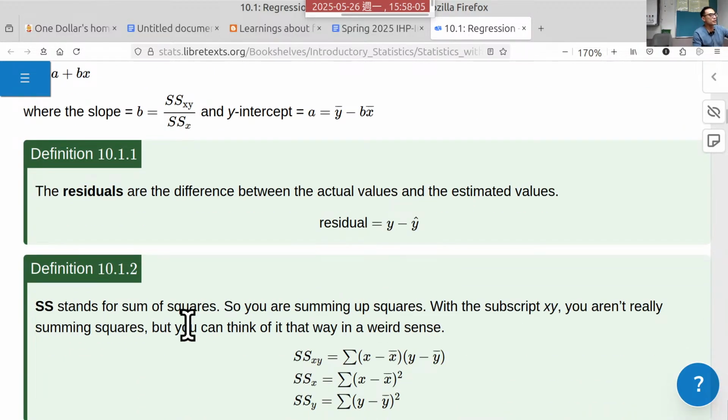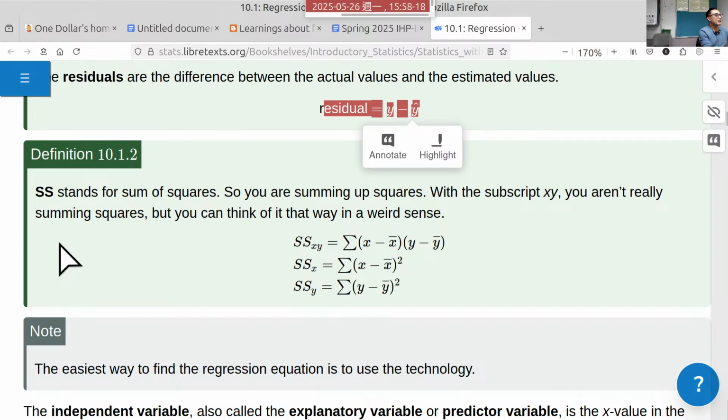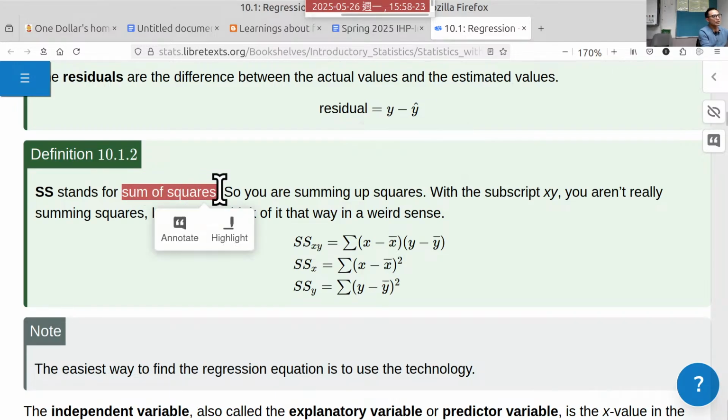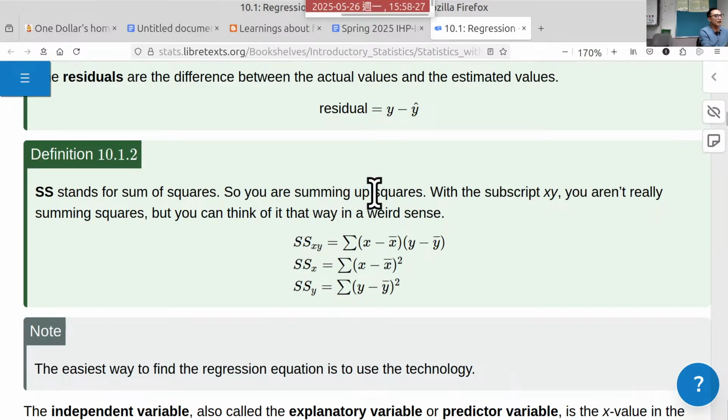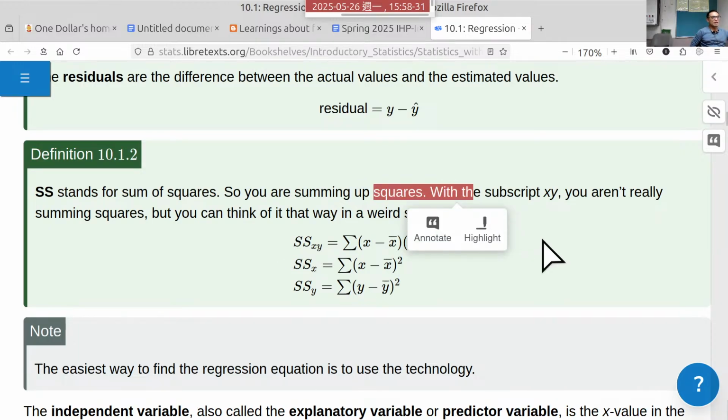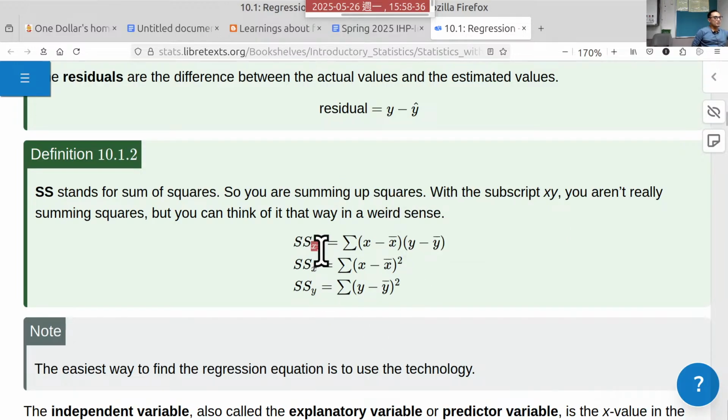Okay, definition. The residual is the difference between the actual value and the estimated value, like this one. Residual, that's the definition. And SS stands for sum of squares. So you are summing up squares with the subscript xy. The subscript is lower, and the font size is a little bit smaller. Sum of squares xy, sum of squares x, sum of squares y, do it like this one. Actually, this part, maybe you don't need to calculate, because nowadays software can do it very well.